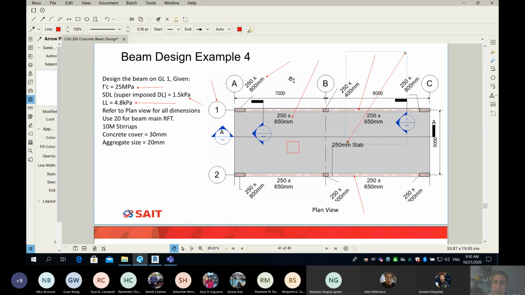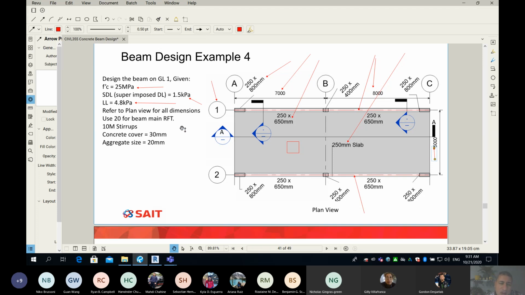If I wonder what is the span of my beams, you can see that we have dimensions here 7, and then we have 8, and then we have 5. But you just have to be observant and see where this dimension ends. You can see here my grid line is simply at the edge of my slab, and the 7 meter goes from the edge of the slab to the center of the column.